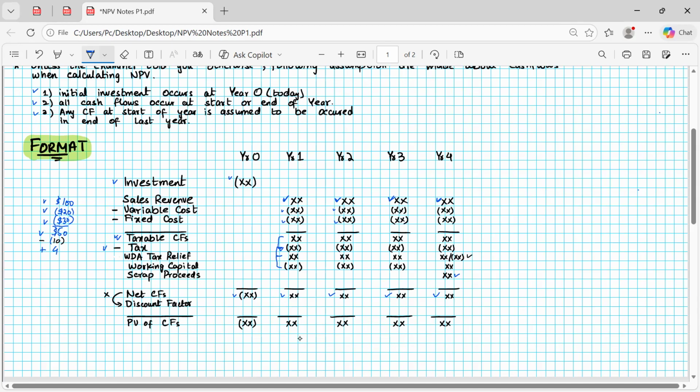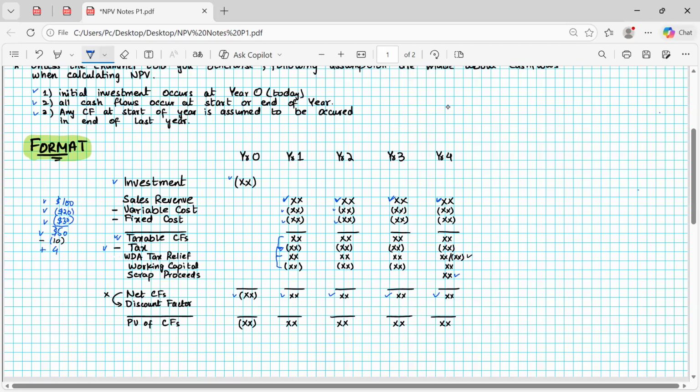How will you calculate that? All of the future cash flows from year 1, 2, 3, 4, you will add them and then deduct the initial investment from them. Or you can simply sum from year 0 till year 4, because the initial investment in year 0 is negative, so it will automatically be netted off and you get the answer of NPV, net present value. So that is the format.